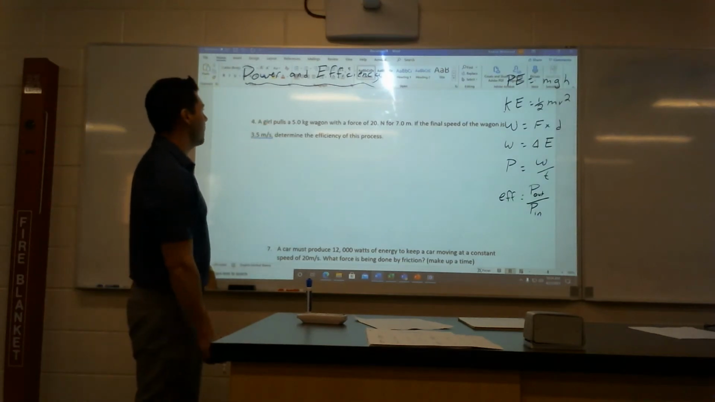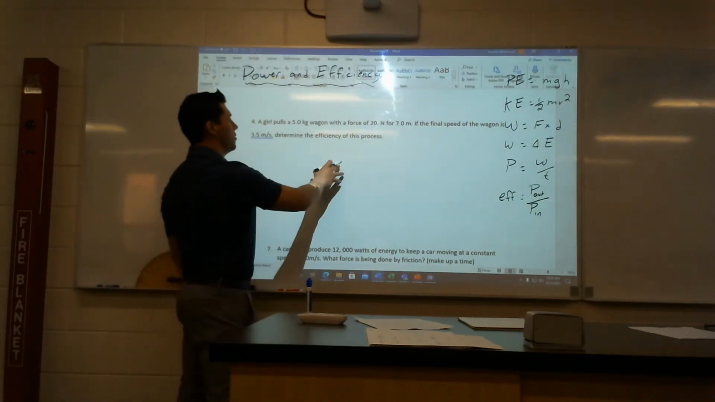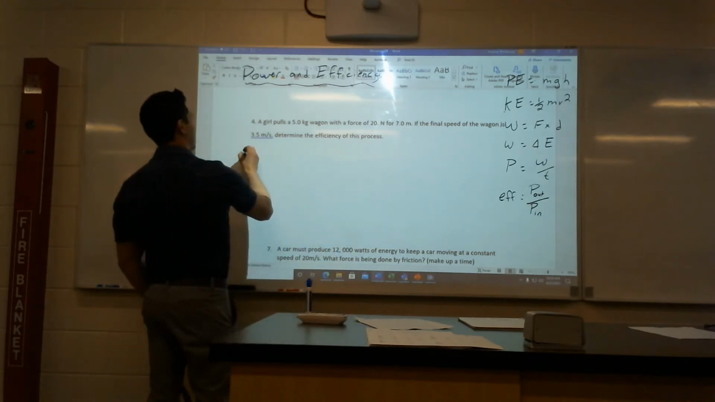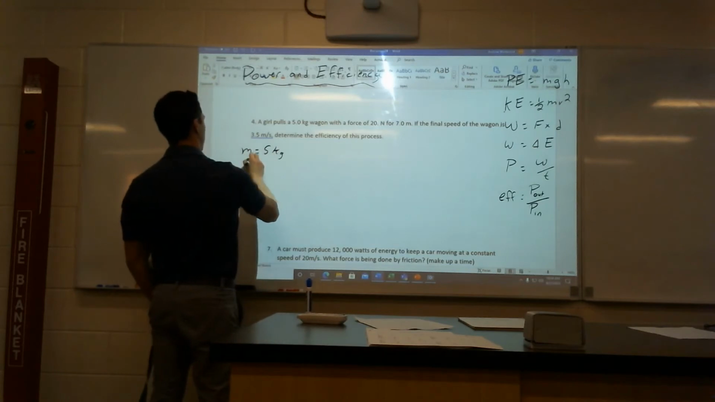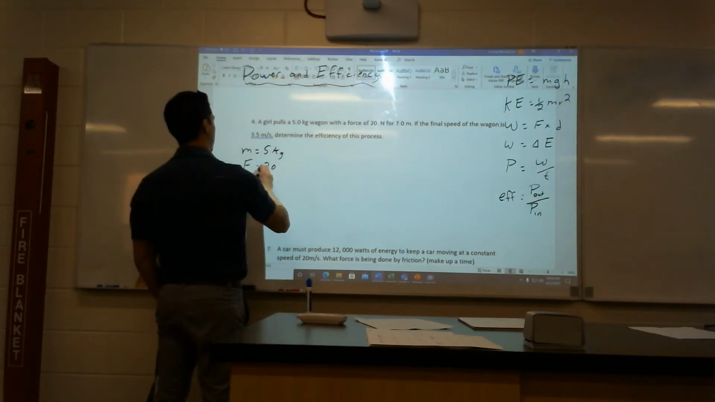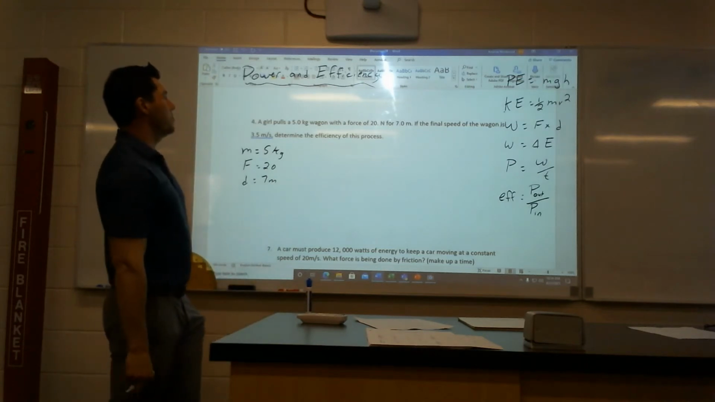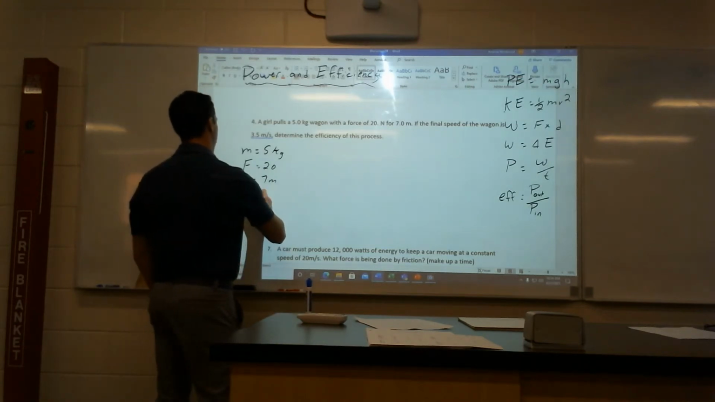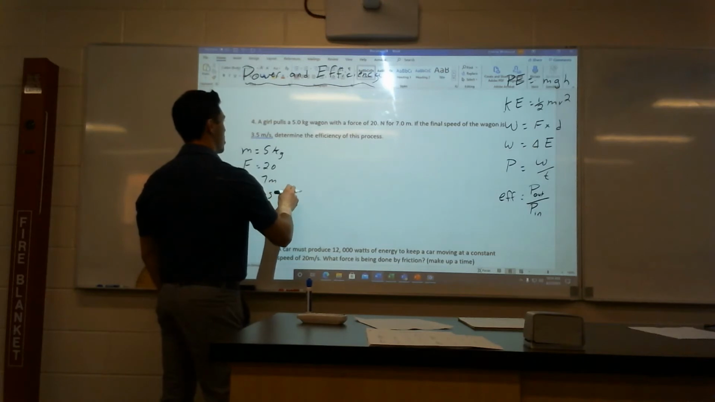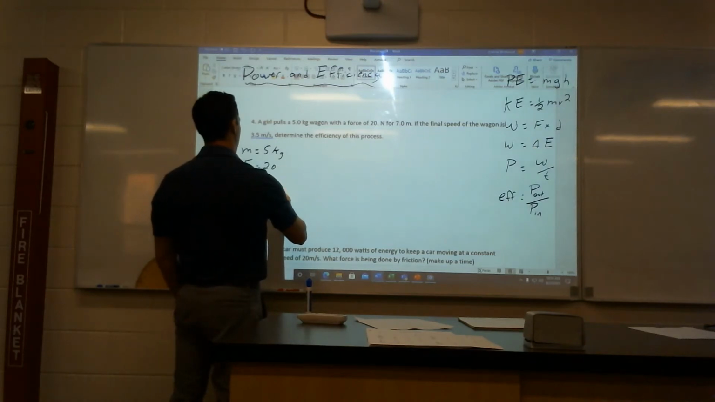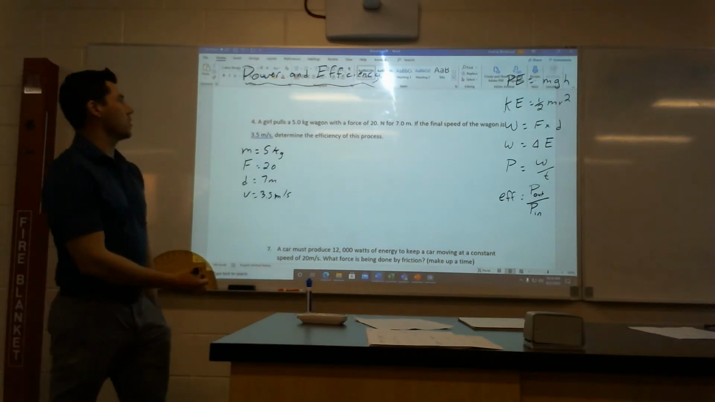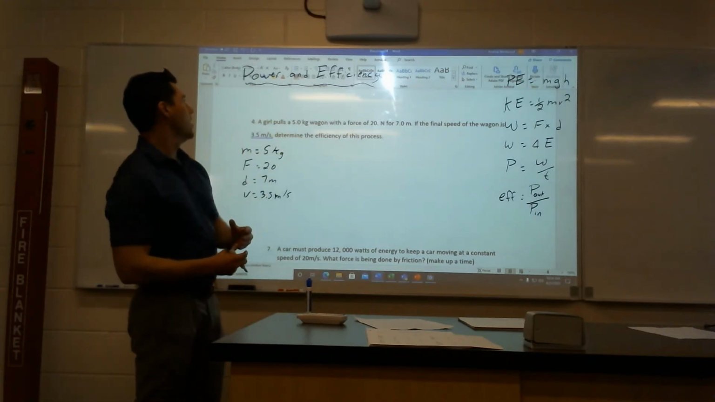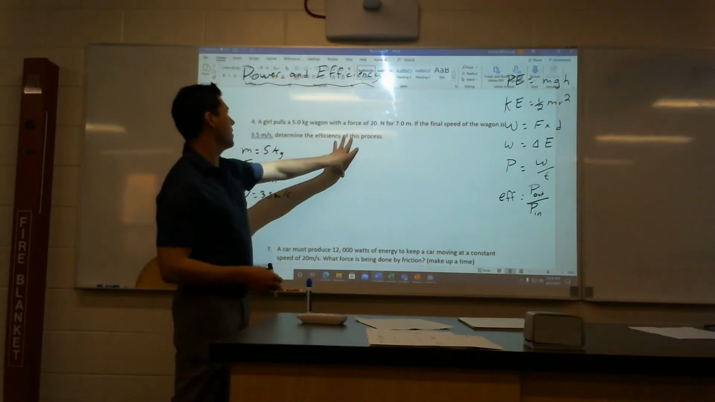A girl pulls a 5 kilogram wagon with a force of 20 newtons for 7 meters. So you can already tell here, we have a force and a distance. Force, 20, distance, 7 meters. If the final speed of the wagon was 3.5, determine the efficiency. Okay, there's no power here, but it says determine the efficiency of this process.